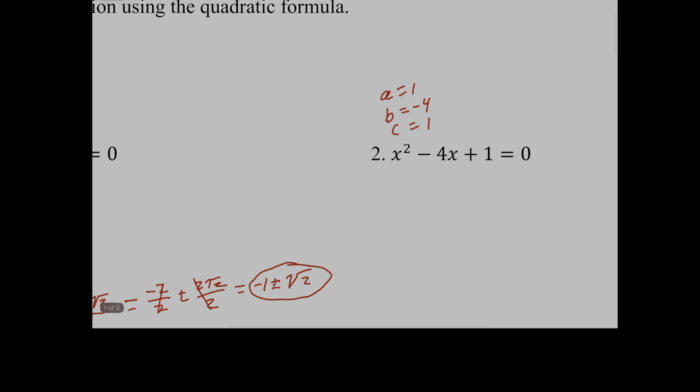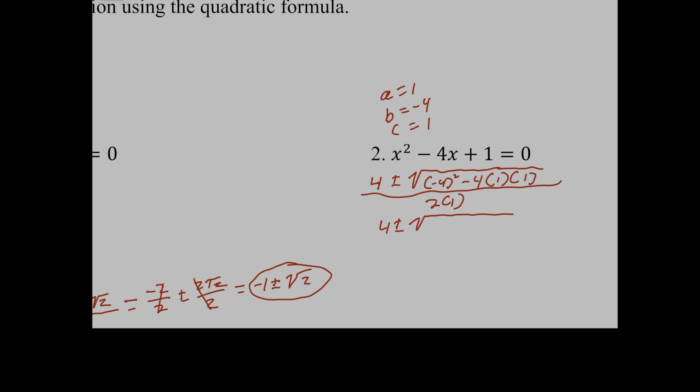The opposite of b is going to be a positive 4, plus or minus the square root of b squared, so that's negative 4 squared, minus 4 times a times c. Okay, all of this over 2a. 2 times 1, okay? Which is going to become 4 plus or minus.